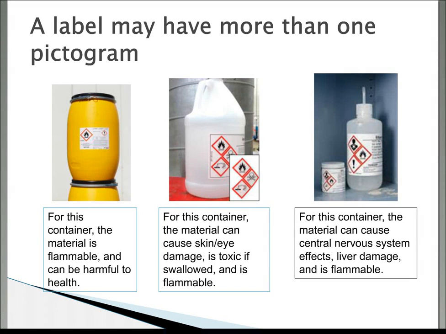The pictograms are new. They do take up some space, so the labels are now larger. And depending upon the chemical product, there could be more than one pictogram. So this container here in the middle is flammable, it's toxic, and it's also corrosive, it can cause a skin burn. So they have 3 different pictograms on it.